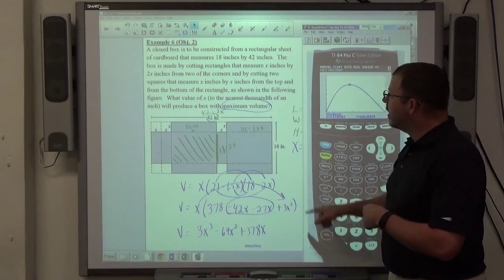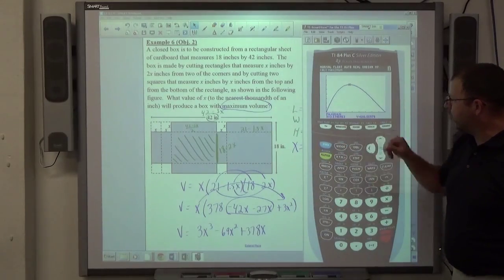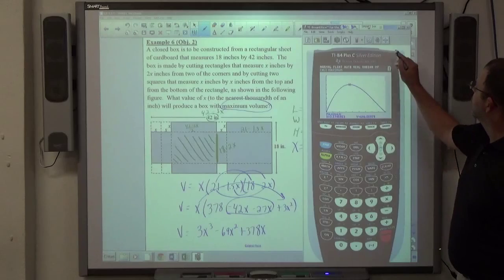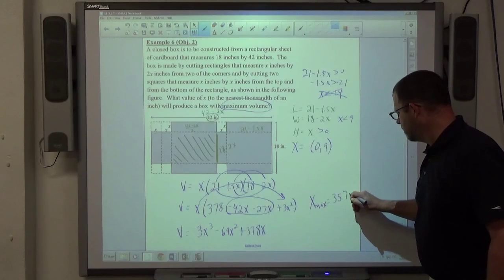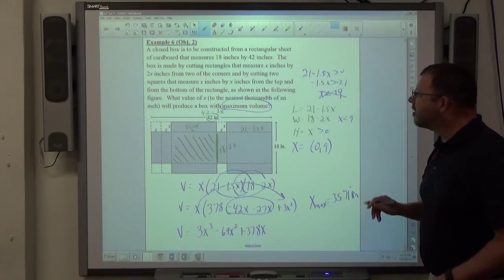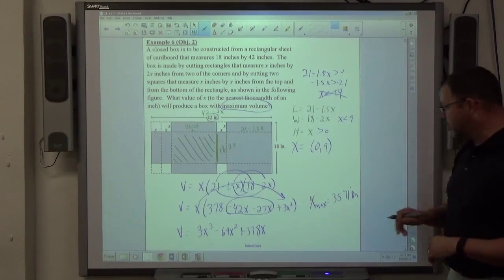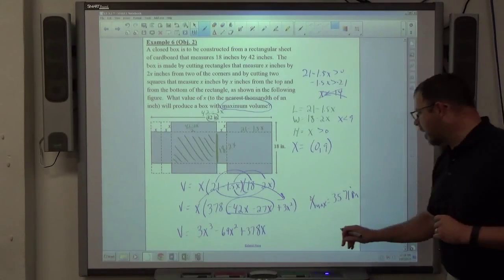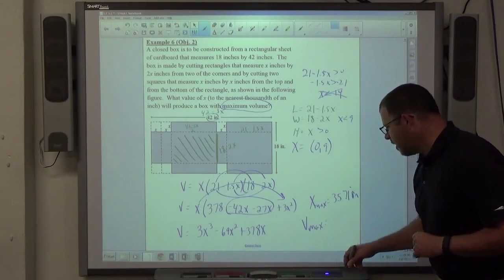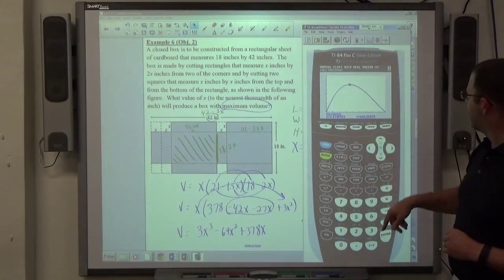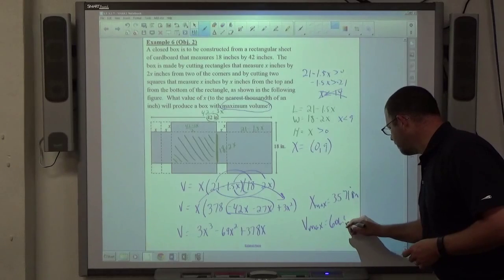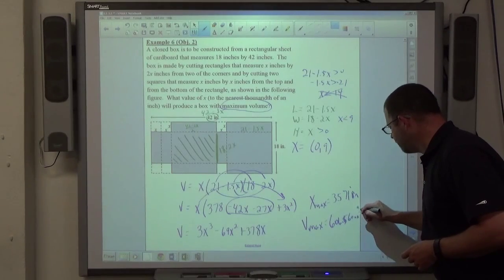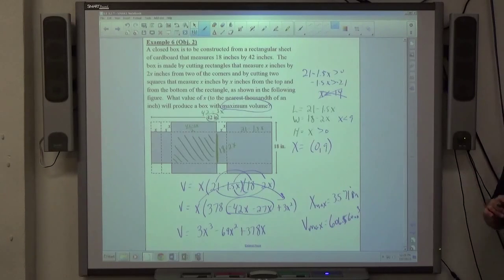3.5706. So 3.5 is said to the nearest thousandth of an inch, and thousandth would be 3 decimal places. So 3.571 inches. Okay. It asked what value of x will produce the box with maximum volume. If it says what is the maximum volume of the box, Vmax, then we would go here. It would be the 606.5597, so 606.560 inches cubed.